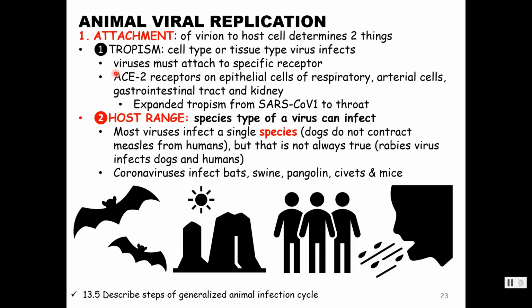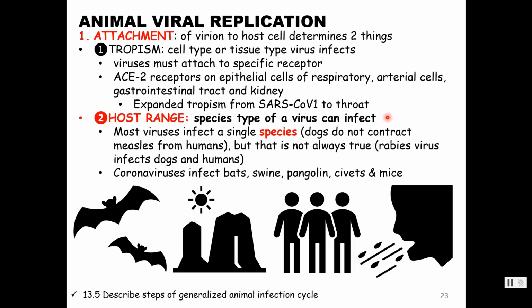The ACE2 receptor for SARS-CoV-2 is found on epithelial cells of the respiratory tract, both upper and lower. It's found on arterial cells, on cells of the gastrointestinal tract, and also on the kidney. The difference between SARS-CoV-1 and SARS-CoV-2 is a deletion in the RNA, in the viral genome, and that expanded tropism. SARS-CoV-2 mostly infected the lower respiratory tract, whereas SARS-CoV-1 also infects the back of the throat. That's why the test was those nasopharyngeal swabs.